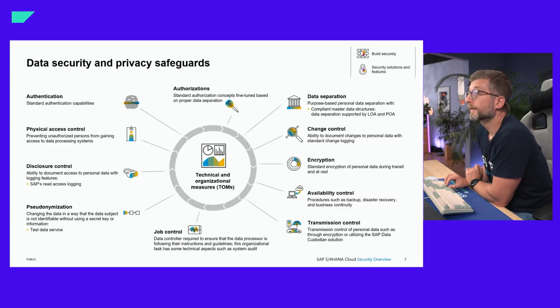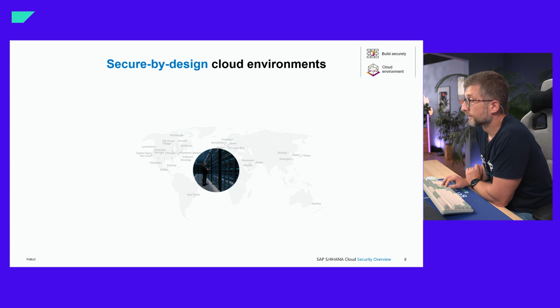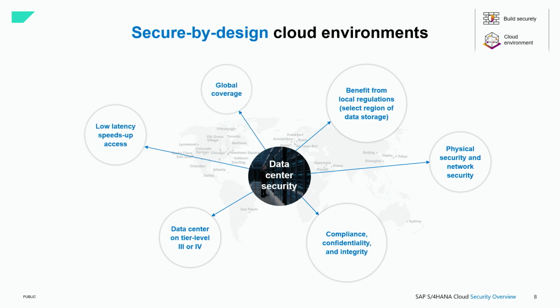Having said that, let's have a look at our data center security. SAP, in that regard, follows a global coverage to ensure low latency speeds and benefits from local regulations. All of our data centers have a tier level of 3 or higher.